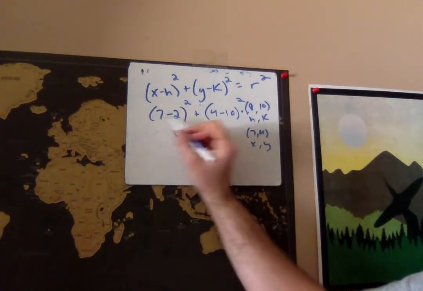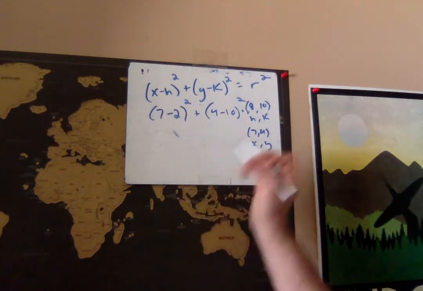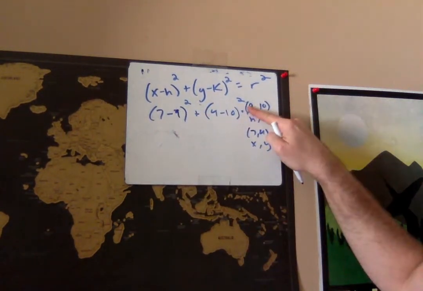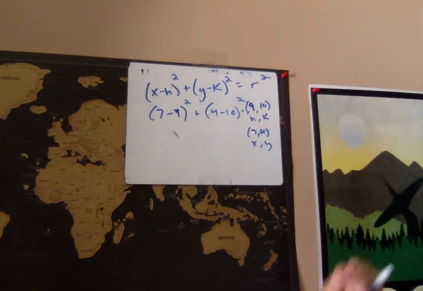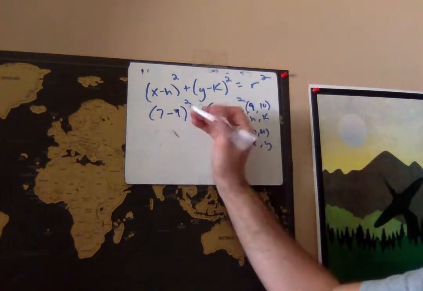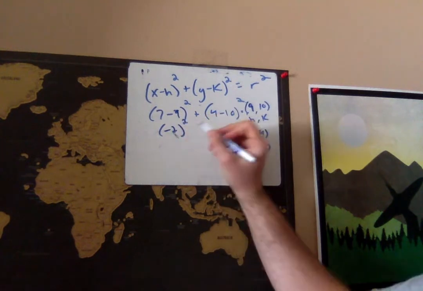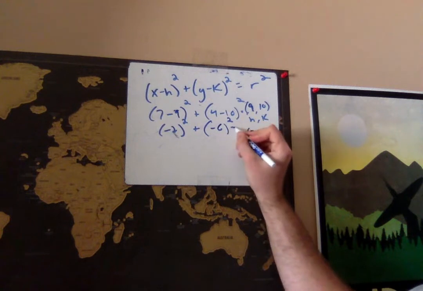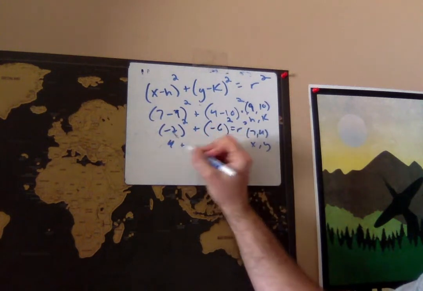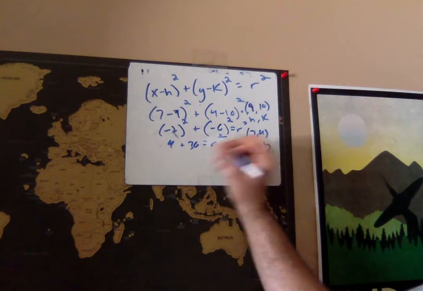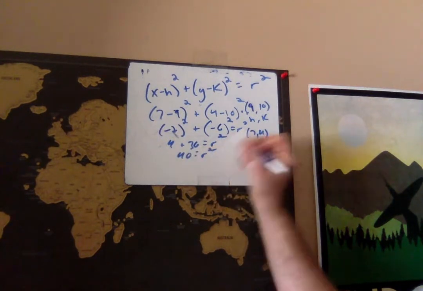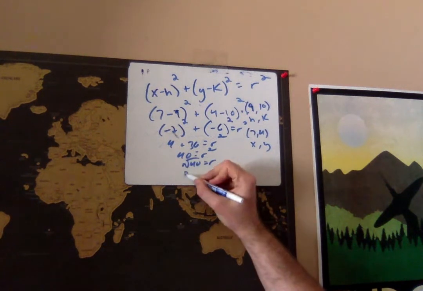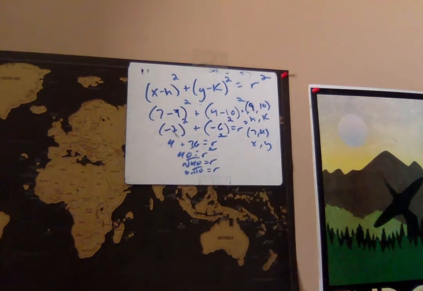Let's do some math here. 7 minus 2. All right, or sorry, why am I saying 7 minus 2? Oh my gosh, 7 minus 9. That's why it's a bad thing when I can't read my own handwriting. Let's try that again. So 7 minus 9, that's going to give me negative 2, right? Over here, 4 minus 10, that's negative 6. Let's do some squaring. So I get 4 plus 36 equals r squared. 40 equals r squared. And I can get that root 40 is r. Those of you who know how to simplify, you can get 2 root 10 as the radius, okay?